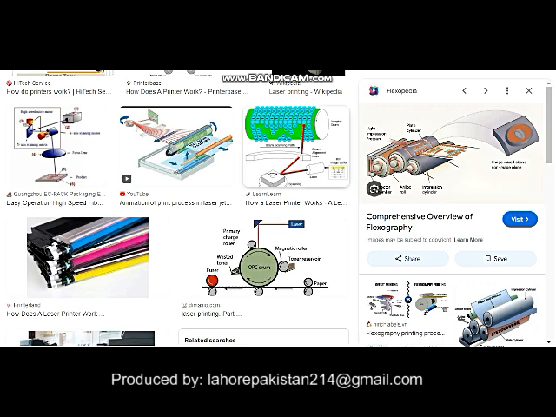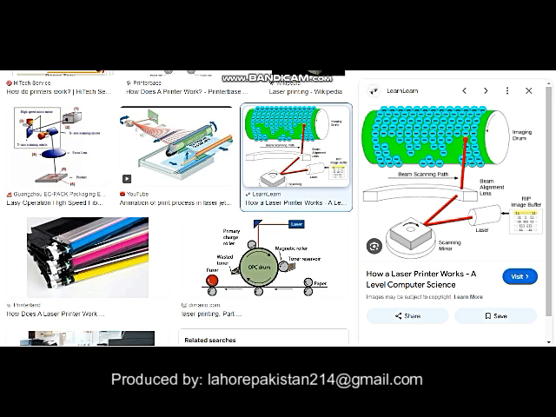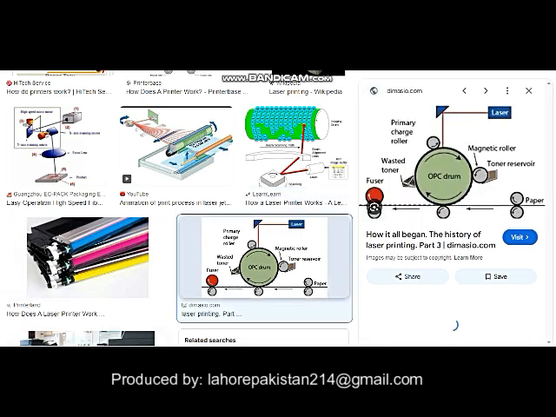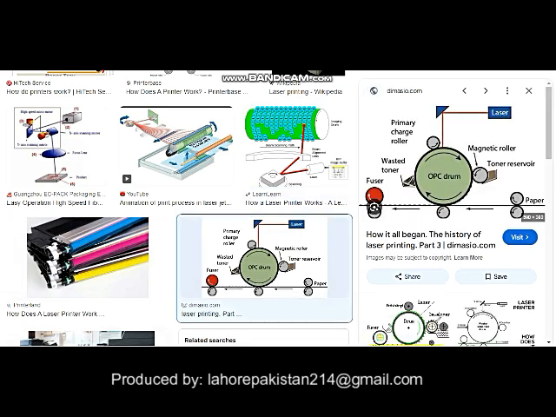So you can see that this is one roller, and on this roller the powder, which is negatively charged, is attached to the positively charged paper like this. And over here in this picture you can see that this is the drum and this is the toner reservoir, and the powder is being sprinkled on this paper, which is being passed through a fuser.